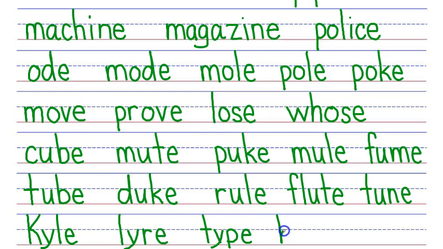We have an H that says H, a Y that needs to make a long I sound, a P that says P, and a silent final E that's telling us the Y makes a long sound. H-I-P, hype. Next word, bite. We have a B that says B, a Y that needs to make a long I sound, I, a T that says T, and a silent final E that's telling us that that Y makes a long sound. B-I-T, bite. Good job writing those words.